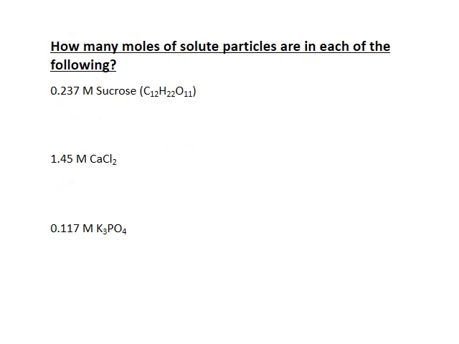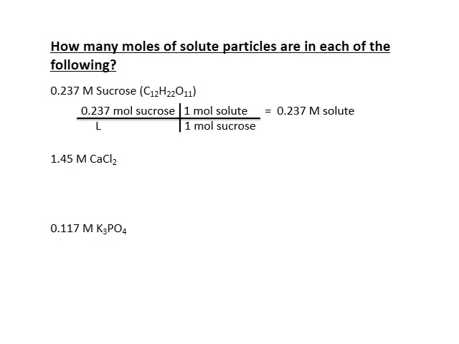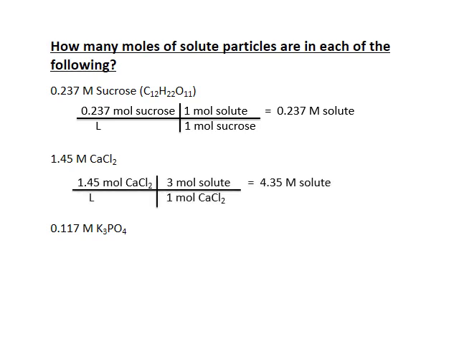So let's take a look at this. I want to know how many moles of solute particles I have in each of the following. I've got 0.237 moles of sucrose, so that's my starting point. And I know that I get 1 mole of solute for every 1 mole of sucrose, so the effective concentration remains the same. Calcium chloride is a little different. Like we saw in the previous slide, it breaks apart into 3 ions. So if I know that I get 3 moles of solute for every 1 mole of calcium chloride, I multiply by my concentration, and my effective concentration of solute would be 4.35 moles per liter.